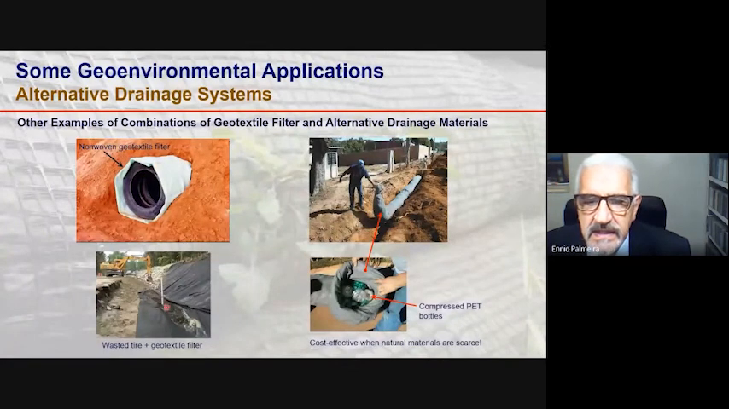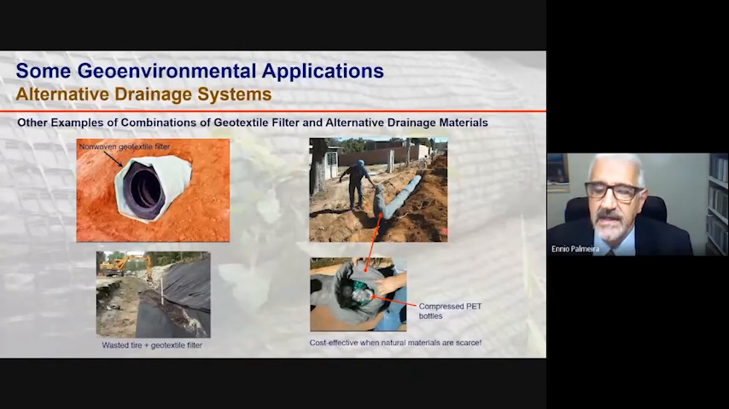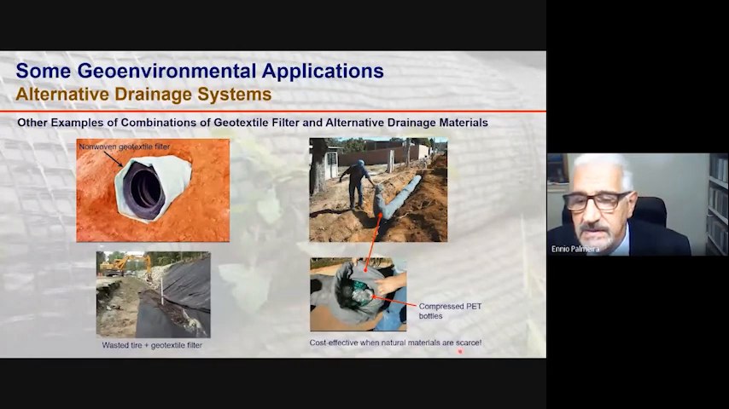So these are combinations that can be used to give a better use to wasted materials such as tires and PET bottles, and also may be very interesting in regions where natural materials are scarce or very expensive, or their use is limited because of environmental protection regulations or laws.